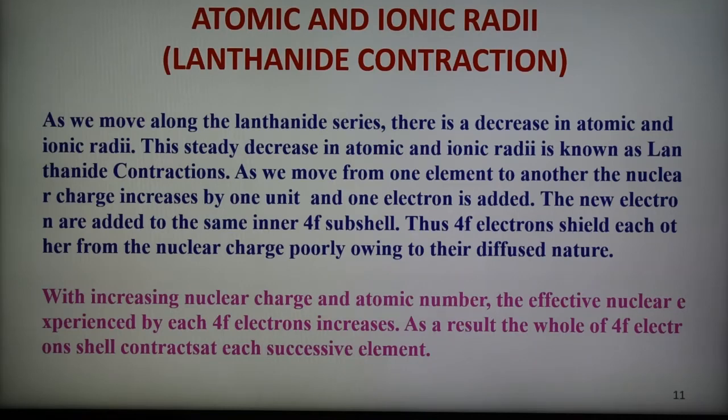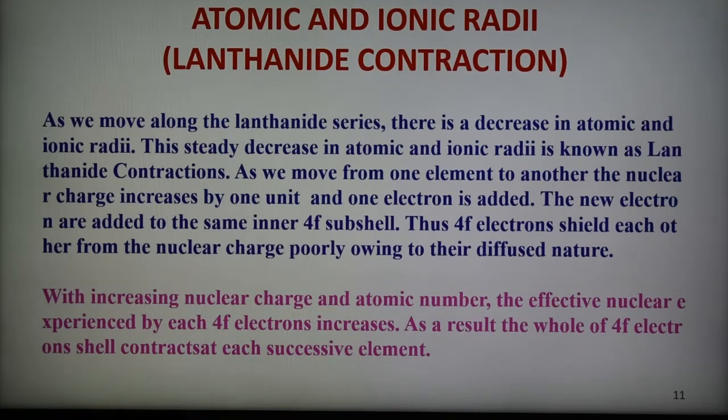I am repeating again, what is lanthanide contraction? The small steady decrease in atomic size and ionic radii of lanthanide elements with the increase in atomic number is known as lanthanide contraction. It is clear from the table that atomic and ionic radii decrease from lanthanum to lutetium. This steady decrease in size of the atom or ion is known as the lanthanide contraction. The decrease in size of the ion is more regular as compared to the atom.